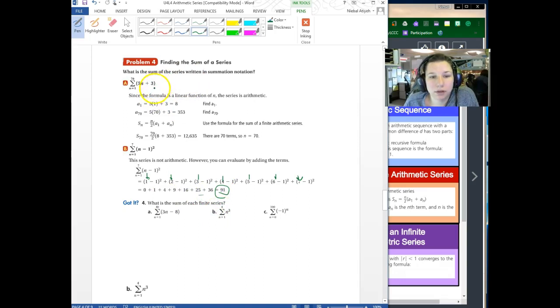For this one, we know the explicit formula. So they found the first term. So they did 5 times 1 plus 3 to get the first term. And then they want the 70th term. So they did 5 times 70 plus 3 to get the 70th term. And then use the formula n over 2 of a1 plus an.